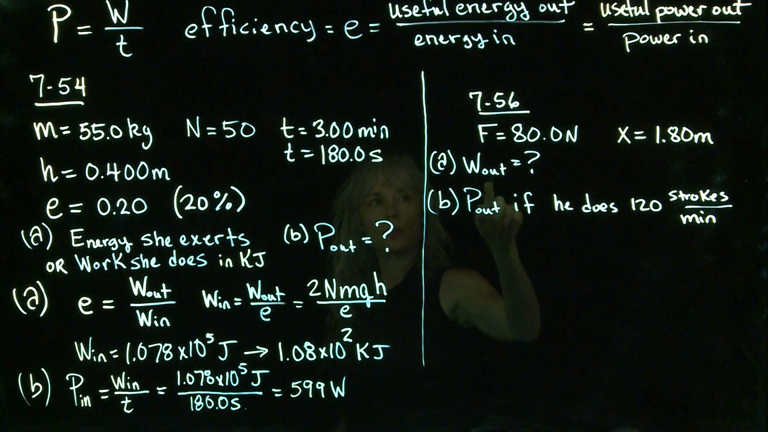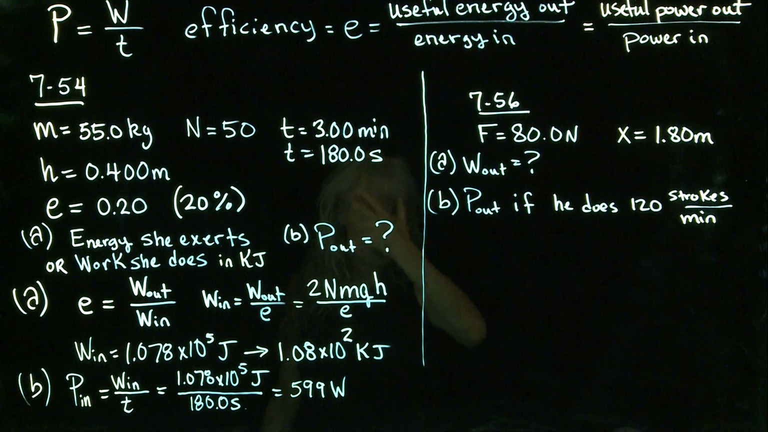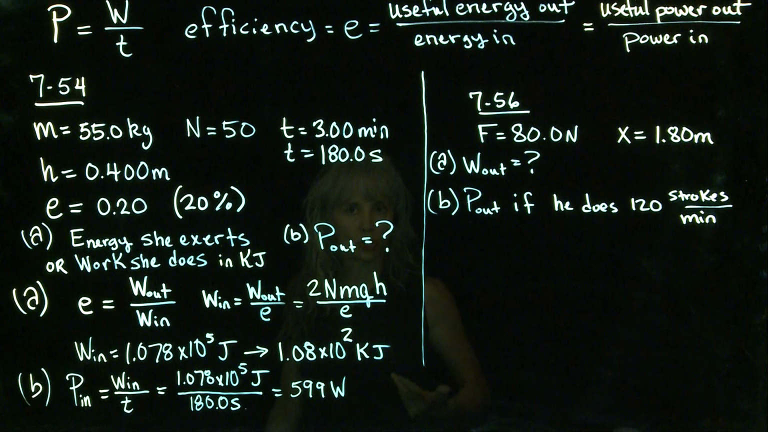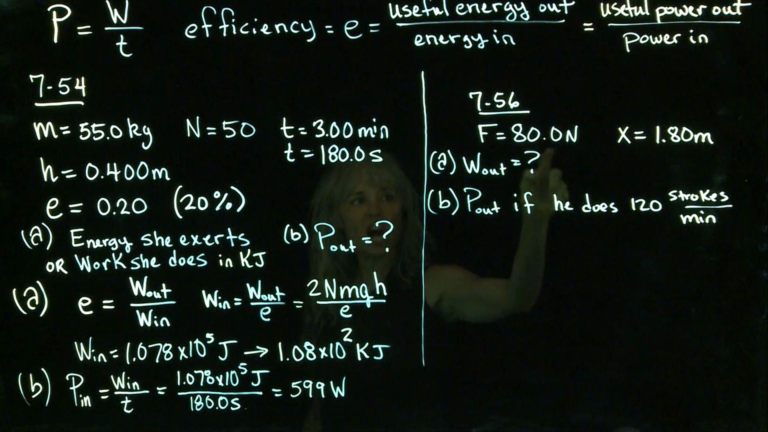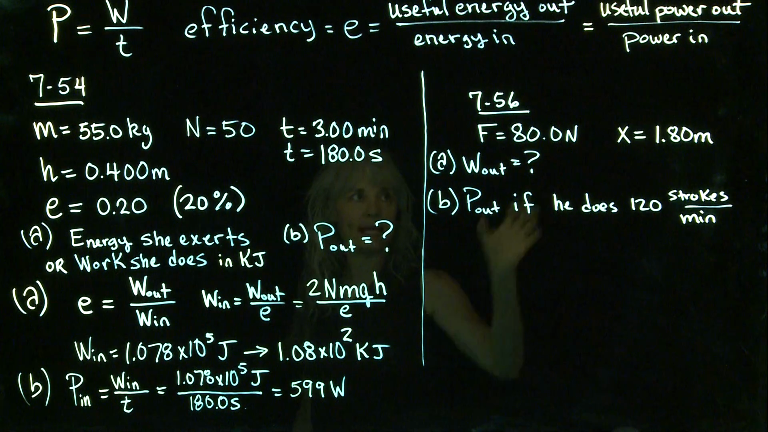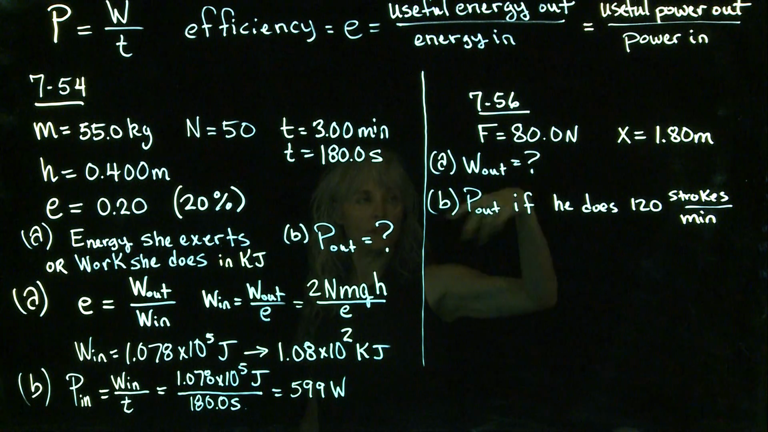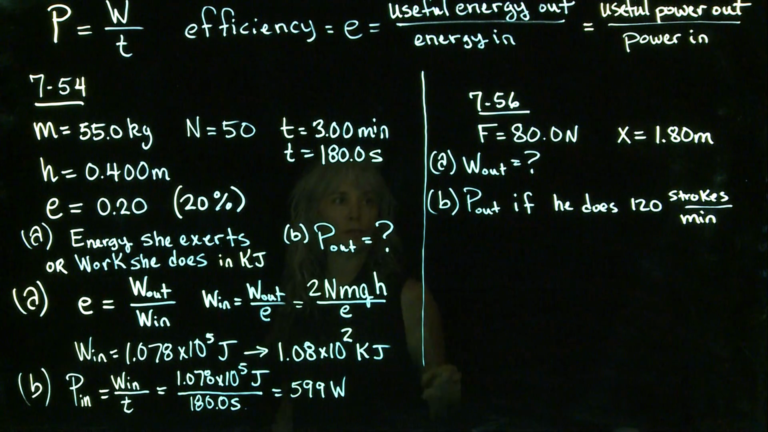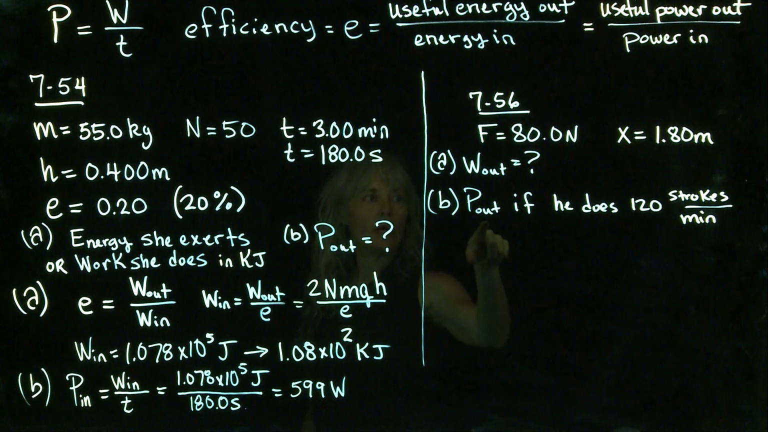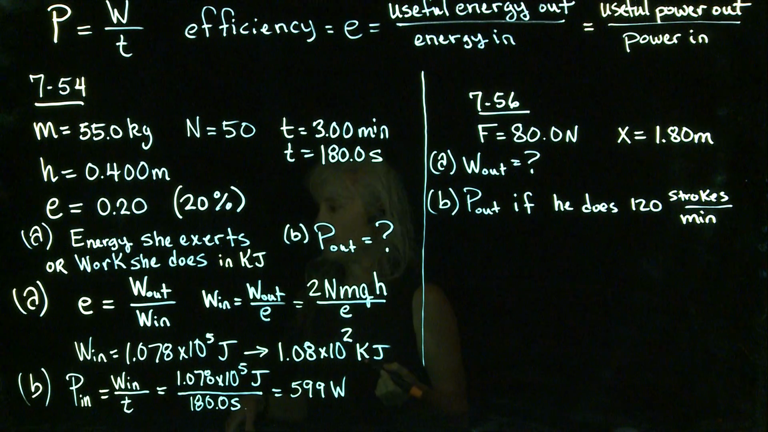And then the two quantities we want to find: first, what is his work output? Notice this isn't the amount of energy that he needs to sustain his brain and his organs and all the other functions going on while he's swimming. This is just how much work output he experiences, the actual physical movement of his arms and his body along this displacement. And then in part B, what is his power output if he completes a certain number of strokes per minute? So let's go ahead and start with A.